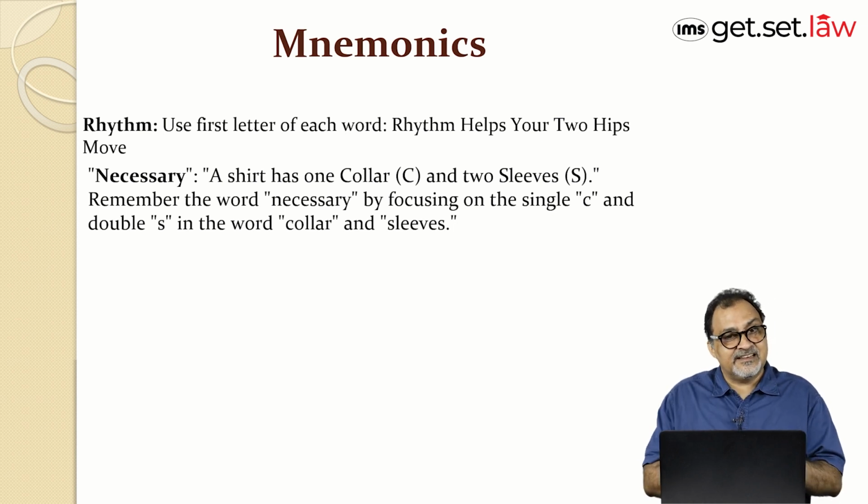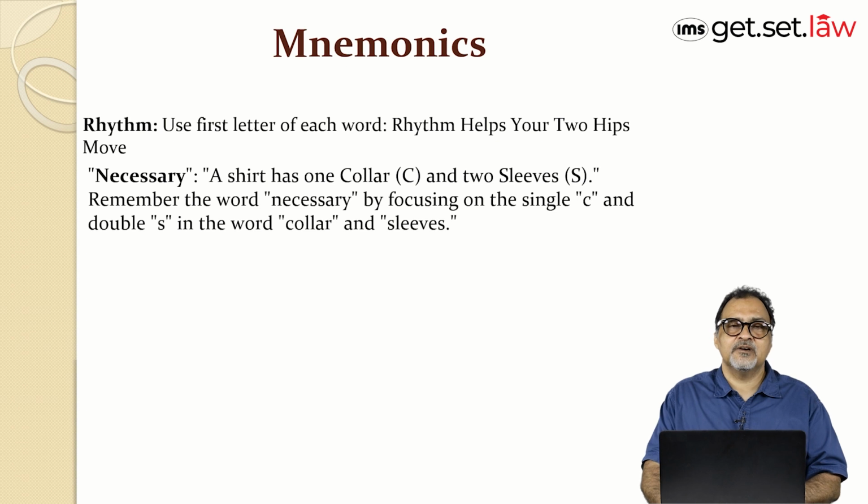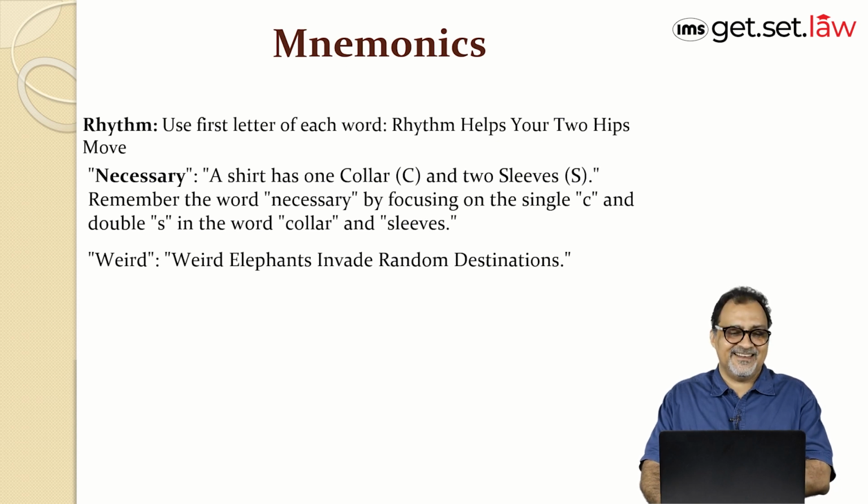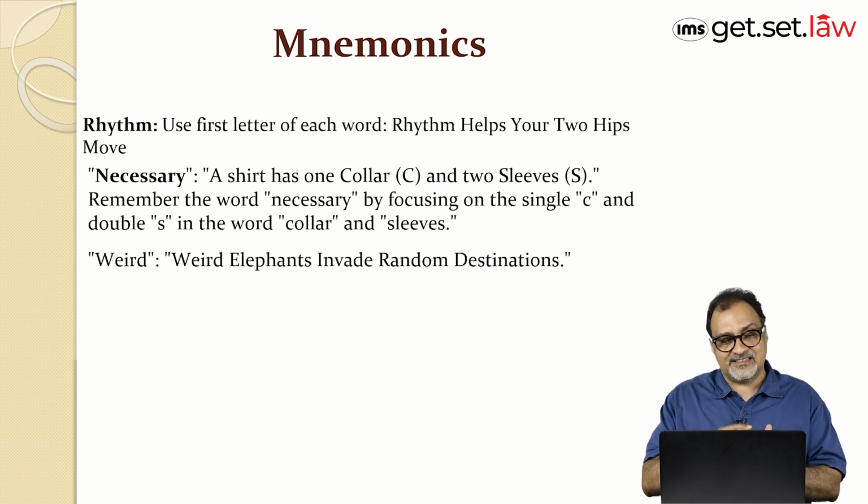Necessary, again, is it double C? Is it double S? What is it? So a shirt has 1 collar and 2 sleeves. So 1 collar C, 2 sleeves double S, and that is how I remember the spelling of the word necessary. Weird. Weird elephants invade random destinations. Beautiful sentence. So that is how I remember the spelling of the word weird. Remember that in method 1 we discussed that vocabulary isn't just knowing the meanings, it is also knowing the spelling of the word.